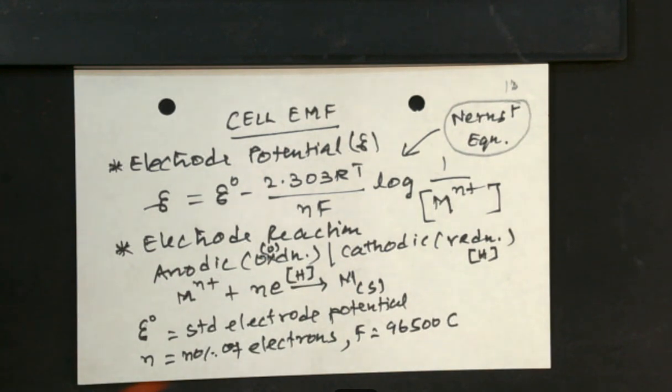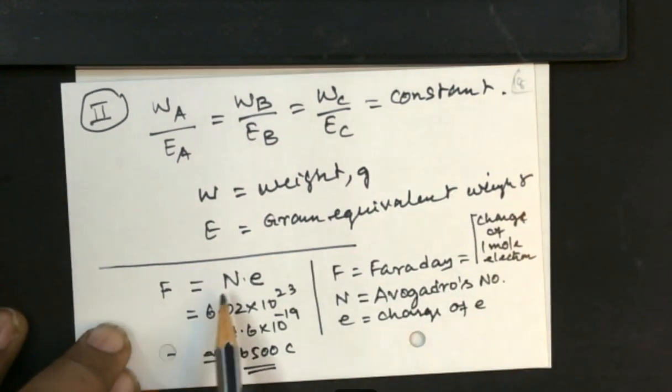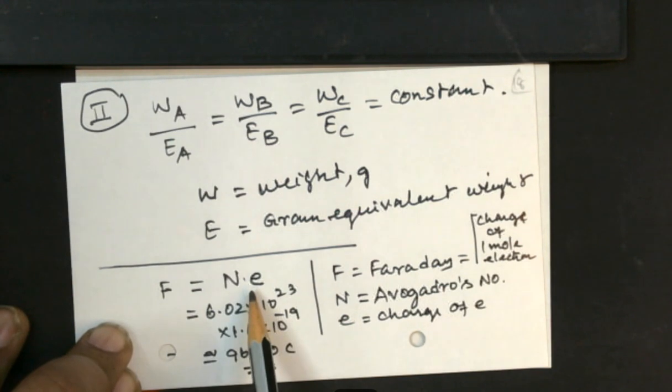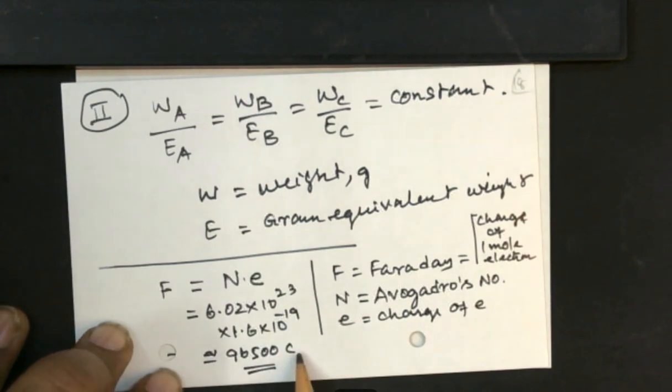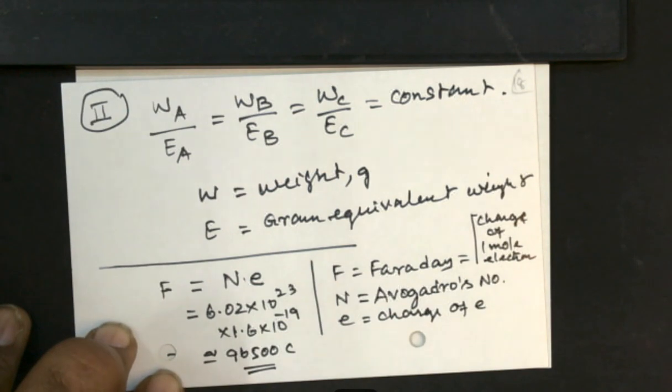1.6 into 10 power minus 19 coulomb. So look at this equation. Here I have given F is equal to N into E, where N is equal to Avogadro's number, that is 6.02 into 10 power 23, and E is the charge carried by 1 electron, that is nothing but 1.6 into 10 power minus 19 coulomb. So that is given as 96,500 coulomb per mole. So it is nothing but the charge of 1 mole of electrons. So Faraday is nothing but the charge carried by 1 mole of electrons.